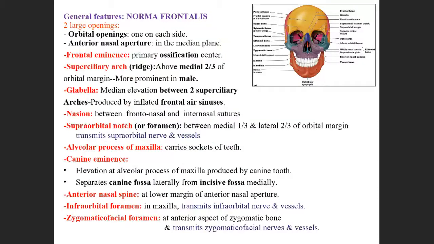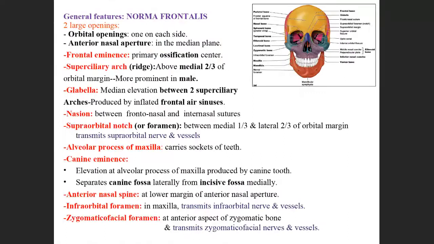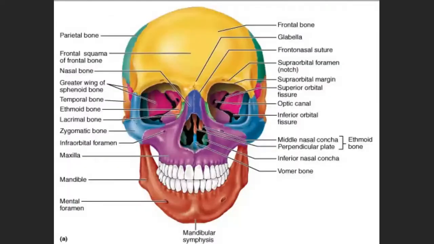Supraciliary arch above the medial two-thirds of the orbital margin. This one. Here we have the supraorbital notch and supraorbital margin. This one, the upper part of the margin. Okay. And then what is glabella? The glabella I showed already. So this is the most prominent point here.